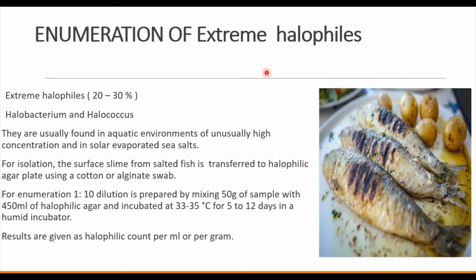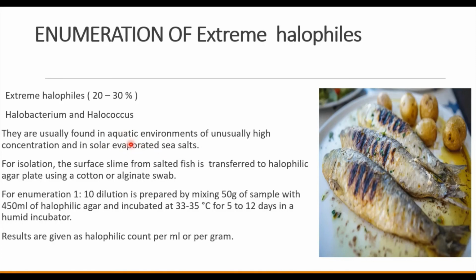Then the enumeration of extreme halophiles, that means the ones which grow at a concentration of 20 to 30% of salt, those are going to be called extremophiles. Examples are Halobacterium and Halococcus. And these are usually found in aquatic environments of unusually high salt concentration, so marine environments. And in solar evaporated sea salts, we can find these bacteria, that is Halobacterium and the halophiles.